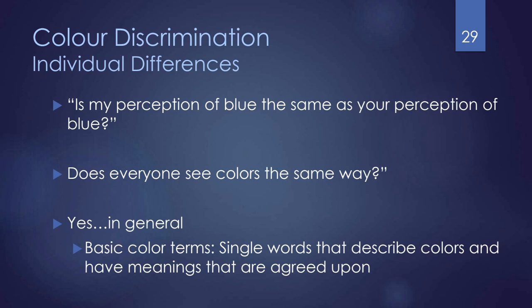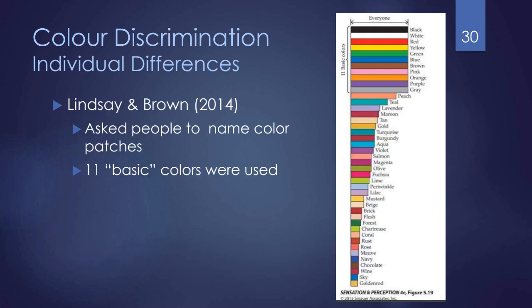Yes, in general, they do. When we're talking about basic colors, so single words that describe colors and have meanings that are agreed upon, these are the basic color terms that we can agree on. Yes, it turns out we can agree on these things to some degree. So let's look at this study that was done on this back in 2014.